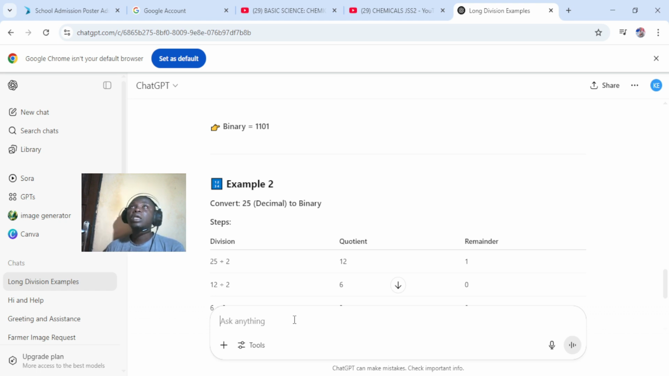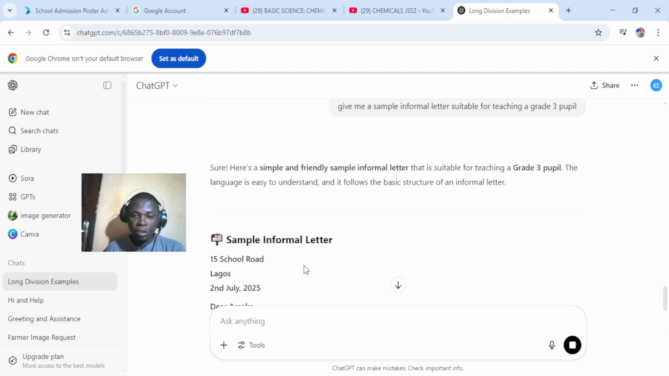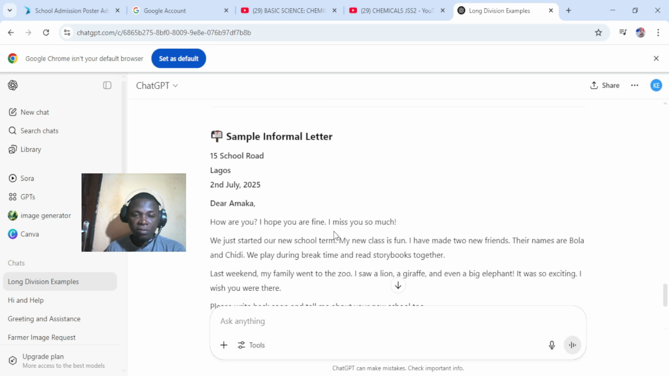Okay, so let me say I want to teach something on English language, and I'm going to talk about, let's say, letter writing. So I can say, give me a sample informal letter suitable for teaching a grade 3 pupil. Let's see. Good.